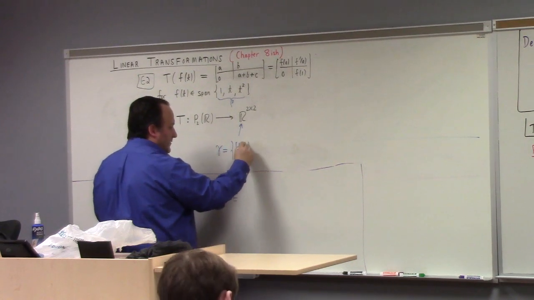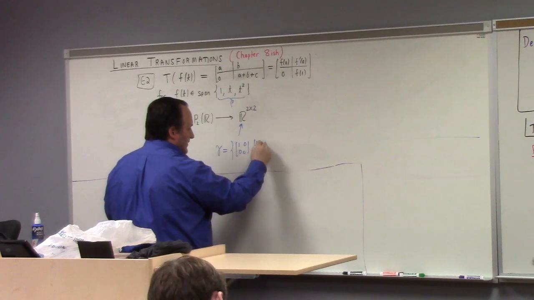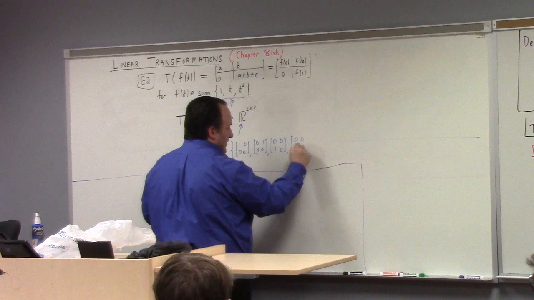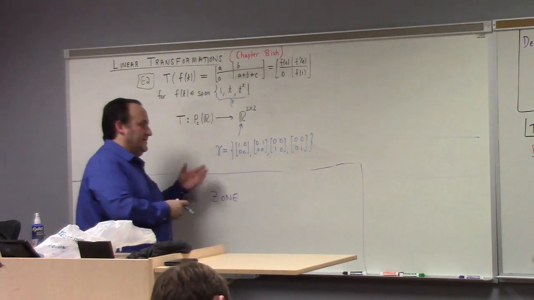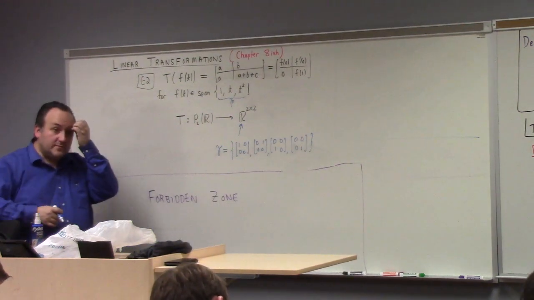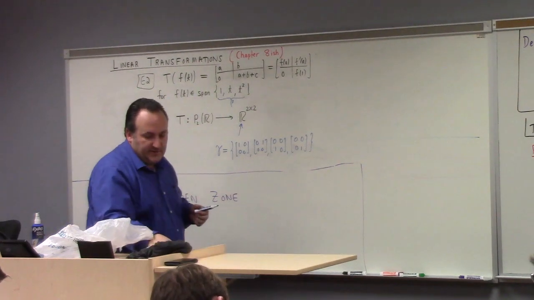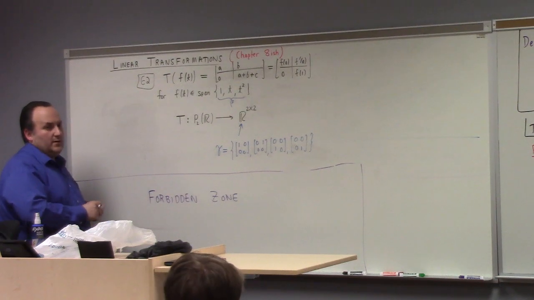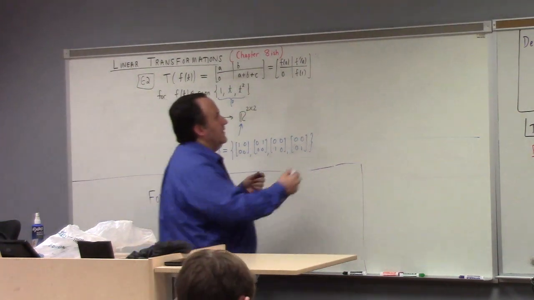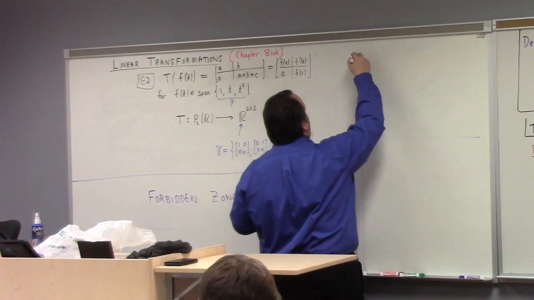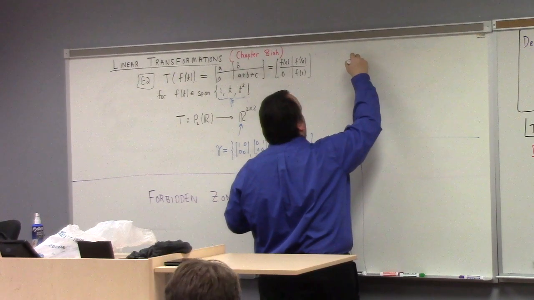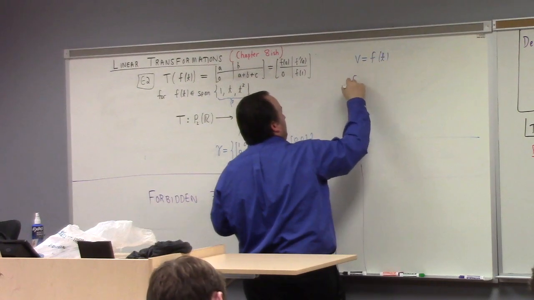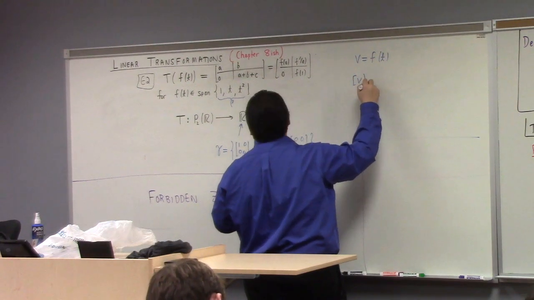1, 0, 0, 0; 0, 1, 0, 0; 0, 0, 1, 0; 0, 0, 0, 1. That is a basis for our 2 by 2. Our 2 by 2 is a 4-dimensional space, is it not? Okay, so let's work it out here. If I think about my v being f of t, what's the coordinate of v with respect to beta?